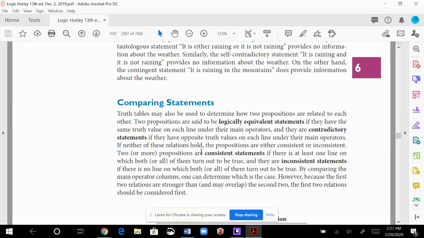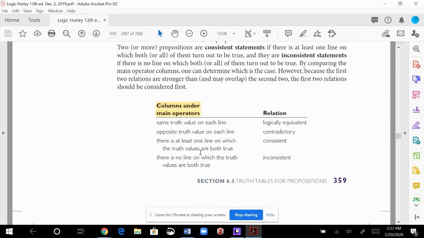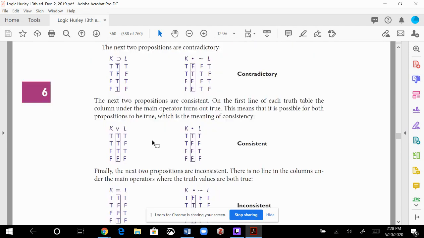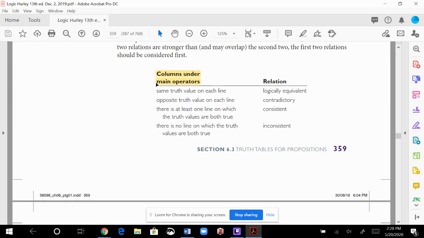Then in part two of the homework, we have comparing statements. So now we're going to have two statements, and we're going to have to solve for both sides. First, we're going to exhaust these two possibilities, which are logical equivalence, or if the statements are contradictory. And if it doesn't pass through this filter, we're going to go through the second filter, which is consistent or inconsistent. And again, Hurley unpacks in this paragraph that you're going to have one of these two up here, or one of these two right here.